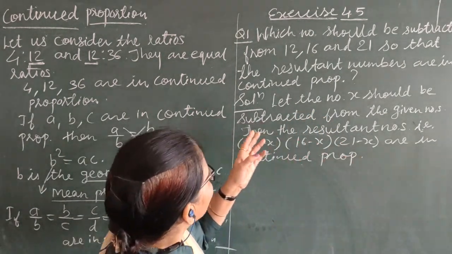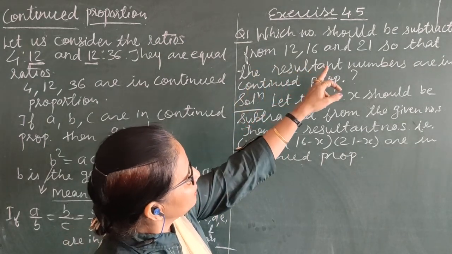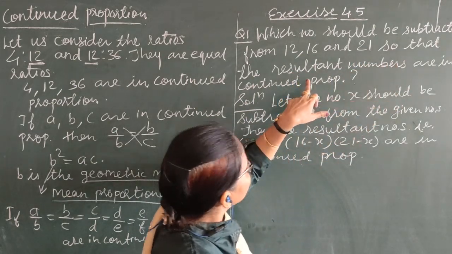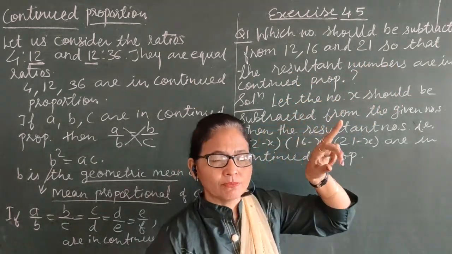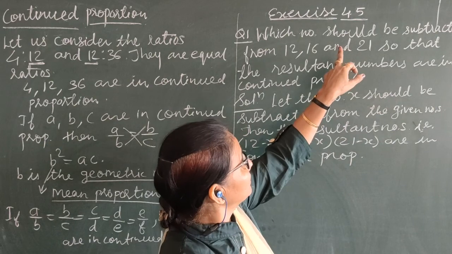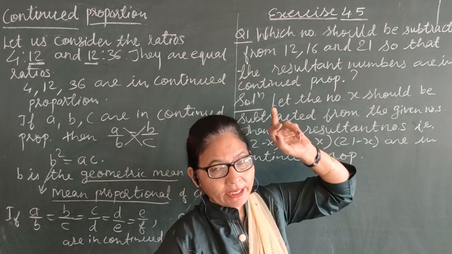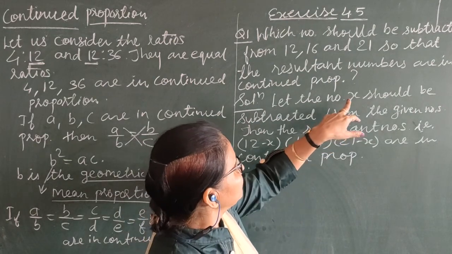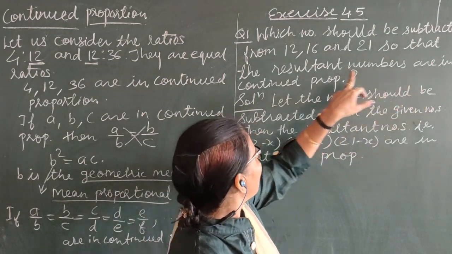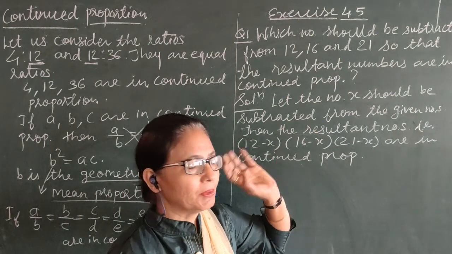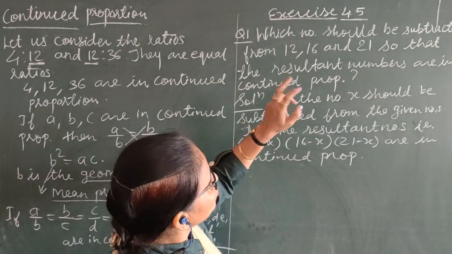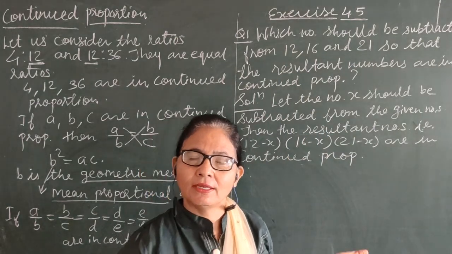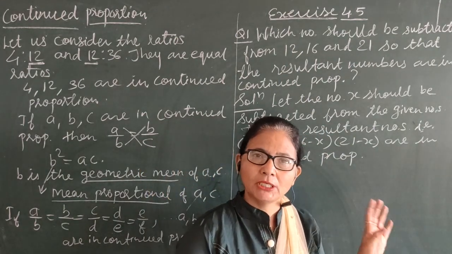Exercise 4.5, question number 1. Which number should be subtracted from 12, 16 and 21 so that the resultant numbers, that is, the numbers you get after subtracting the number from 12, 16 and 21, are in continued proportion? First of all, children, you must know which number should be subtracted. Let's consider that x should be subtracted from the given numbers.